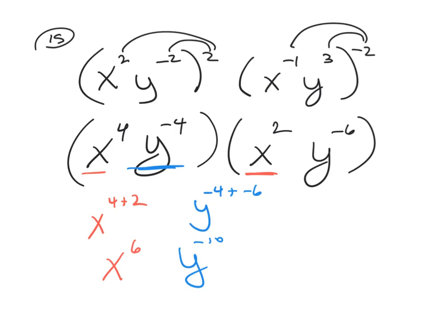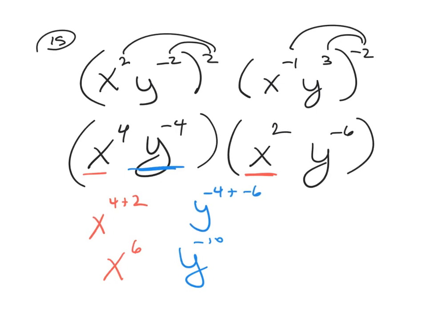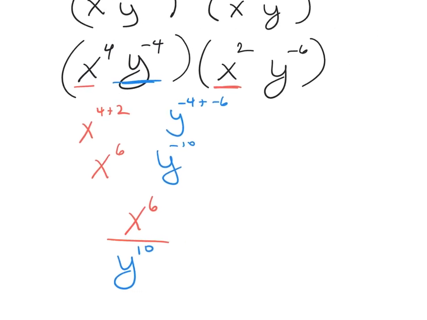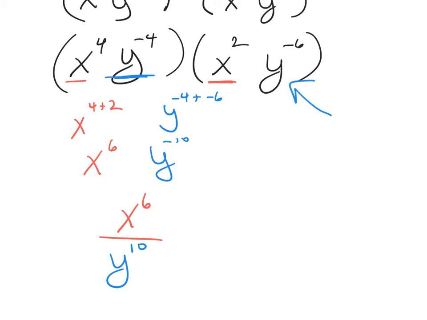Now the instructions are going to say, leave your answer with positive exponents. So the only thing I need to do here is keep the x to the 6th on the top, but move the y to the 10th to the denominator. Pretty good.